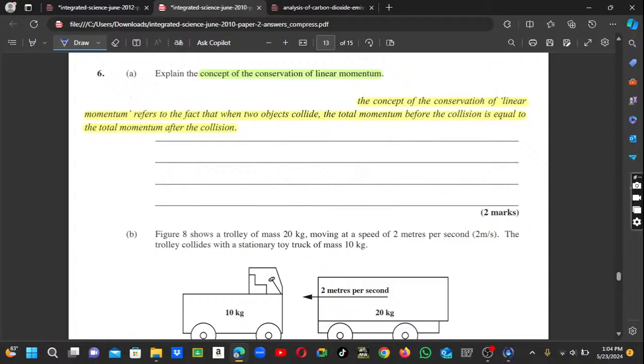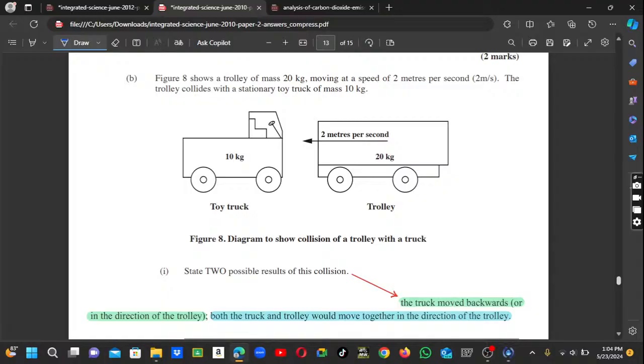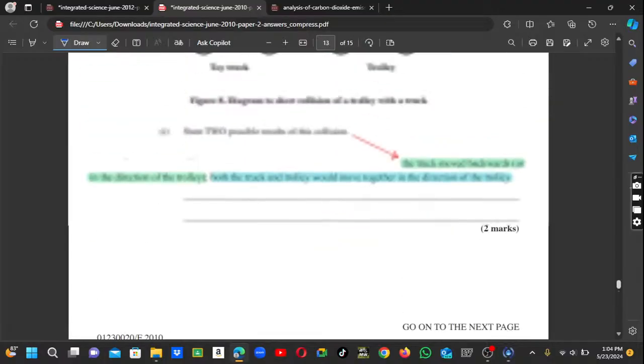So let me just explain the difference. For linear momentum, we are talking about when two objects collide. And for the concept of conservation of linear momentum, the total momentum before the collision is equal to the total momentum after the collision. All right. Let me see here, and this one is pretty simple. All right, guys, good.